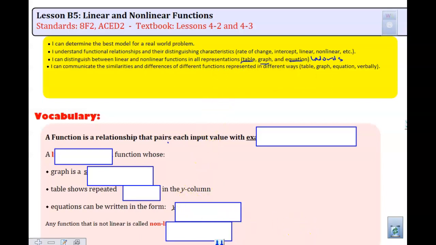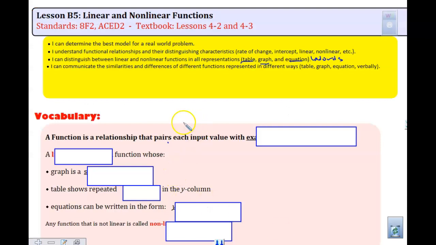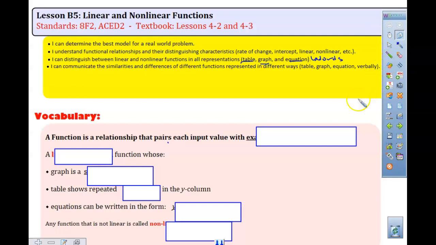You should have finished up and been asking while you were in your Zoom classes about the graphs on the previous assignments as you were looking at B4. And as we are looking at this assignment, first off, we're going to start with some vocabulary.